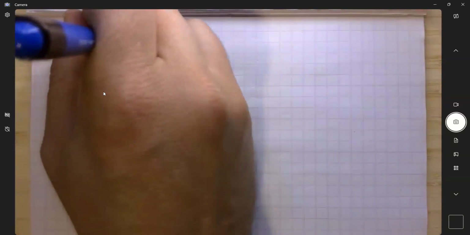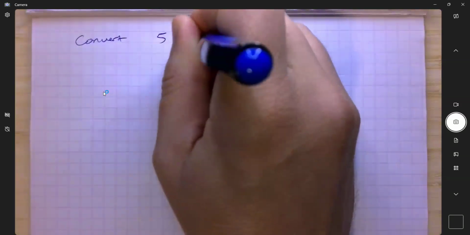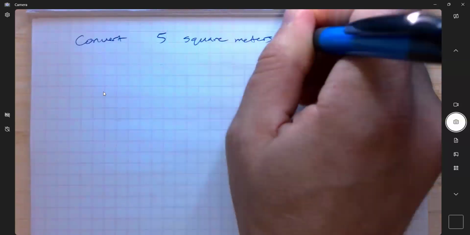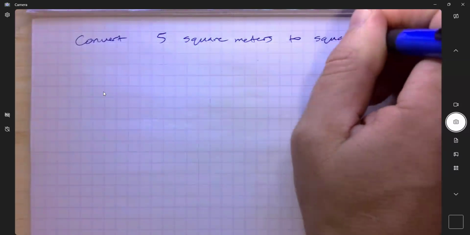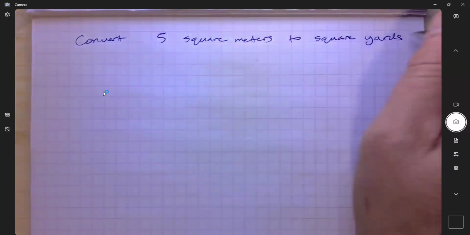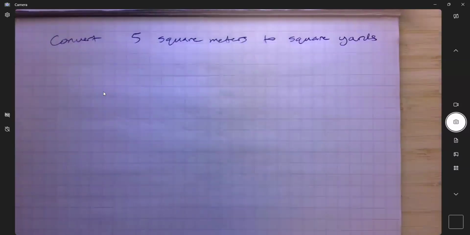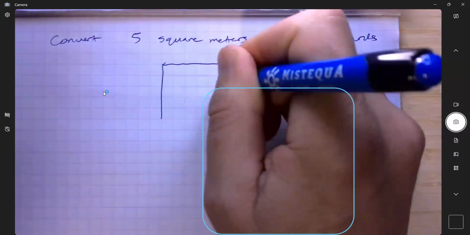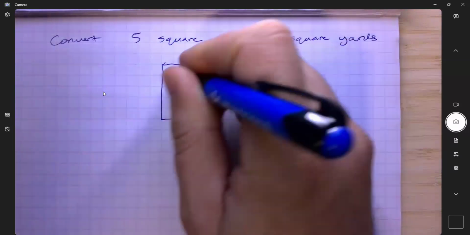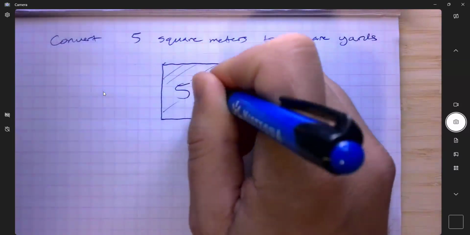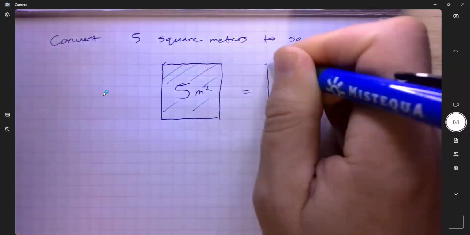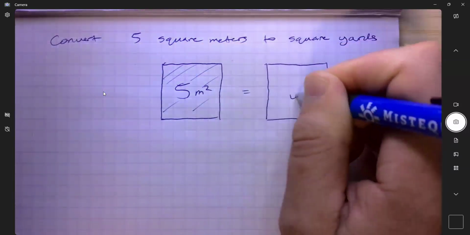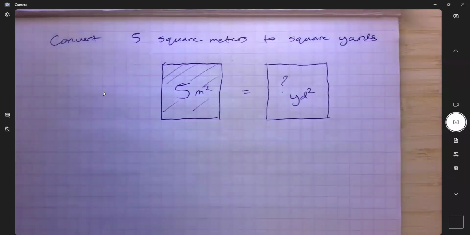Let's do another one. Let's convert, how about 5 square meters to square yards. A meter and a yard are pretty similar in size. A meter is just a little bit bigger than a yard. So if I have something like this, where the area now is 5 meters squared, I want to know if it's yards squared, what's the area going to be?